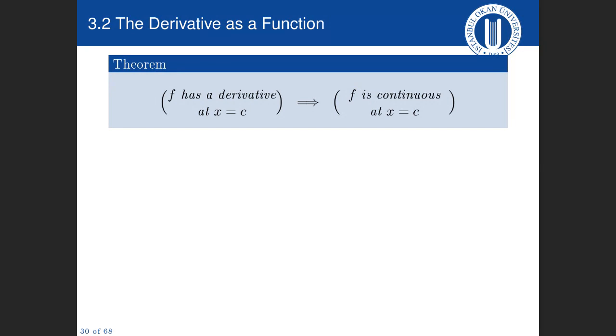Derivative implies continuity. If a function f has a derivative at a point x equal to c, then we know that f must also be continuous at x equal to c. This is an important idea. Anytime we have a differentiable function, we immediately know that the function is also continuous. Or to say it the other way around, if a function is not continuous, then it must not be differentiable.